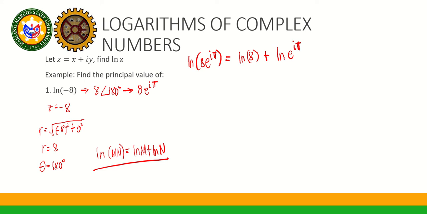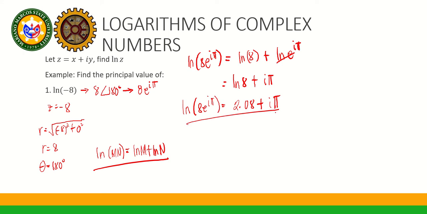Yun yung rule na in-apply natin dito sa part na to. And ln e is equal to 1. Okay, so this will be equal to 1. So, i-cancel na lang natin. So, this will be equal to ln of 8 plus I pi. Okay, so ln of 8, if you compute that on your calculator, will be equal to 2.08 plus I pi. So that is ln of 8e raised to I pi. So that is example number 1.